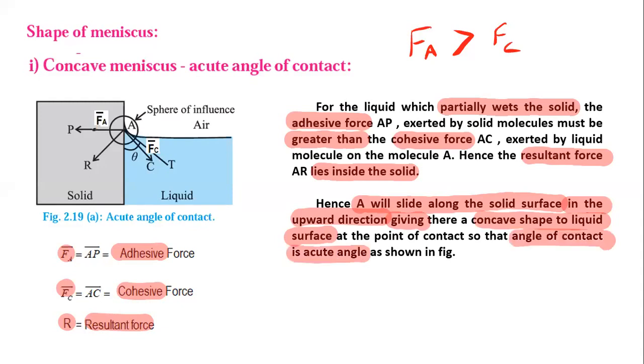Listen, if you want to write the explanation in very simple words, I told you, you can write like this also. You remember, the reason is adhesive force is greater than the cohesive force. And because of that, the resultant lies inside the solid and molecule A creeps upward, giving the concave shape to the upper portion of the liquid. That's it. I hope you understood this one.